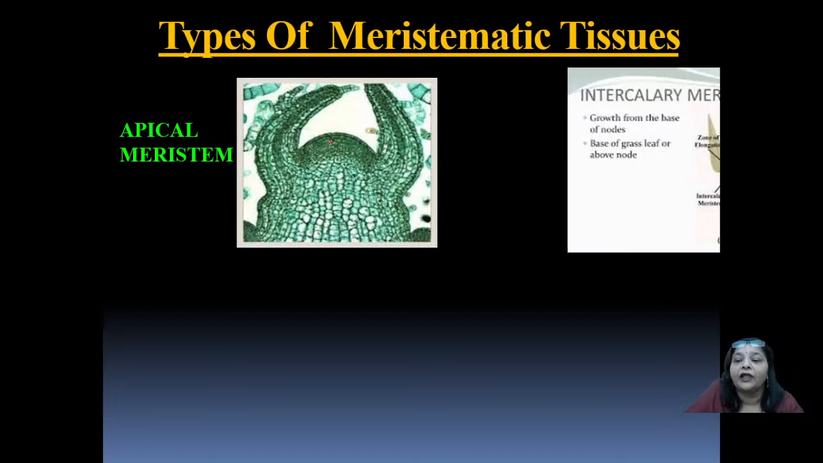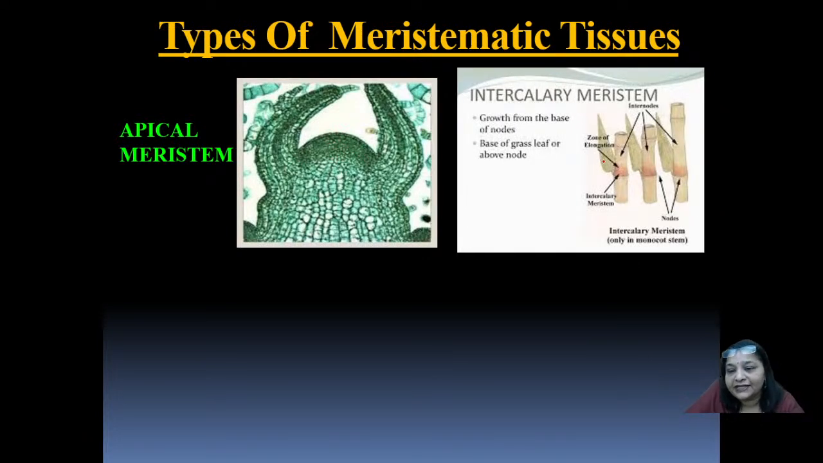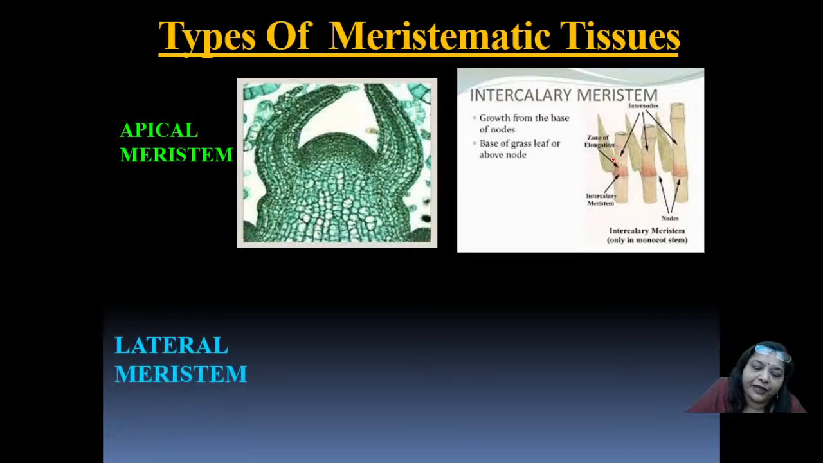Just below the tip of the stem you have the apical meristem that helps in the vertical growth of the stem. Whereas the intercalary meristem, you can see here at the place where the leaves grow, the growth from the base of the nodes. Here you can see the grass leaf that arises from the node. So at the base of the grass leaf, or just above the node, in this region the intercalary meristem is present. Are you able to follow now? Simple pictures to make you understand.